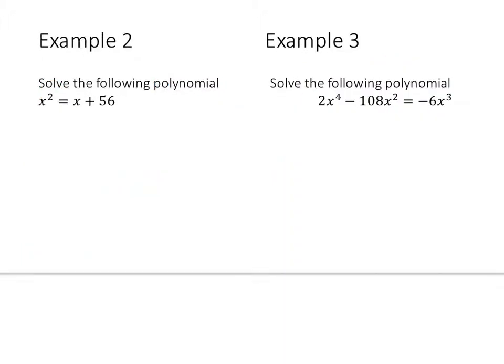So here's a couple more examples. Over here on example 2, we notice that it's not set equal to 0. Since the leading coefficient of that is positive on this x squared, I'm going to take x and 56 and I'm going to move it to the same side as x squared.